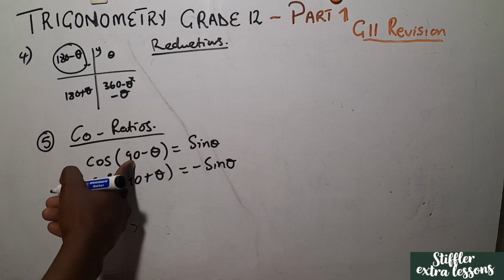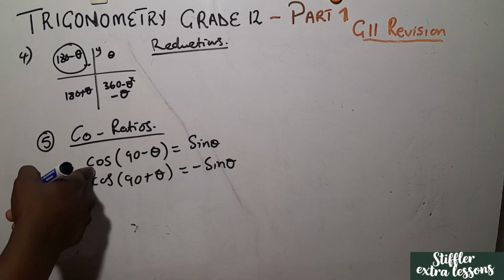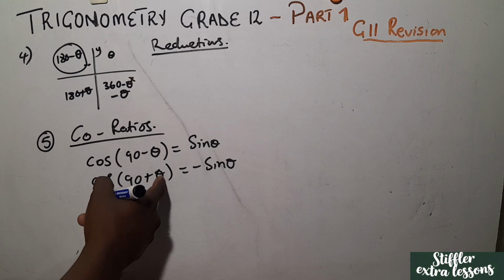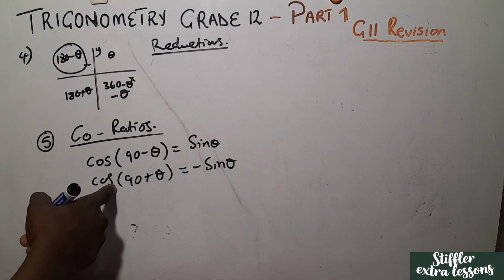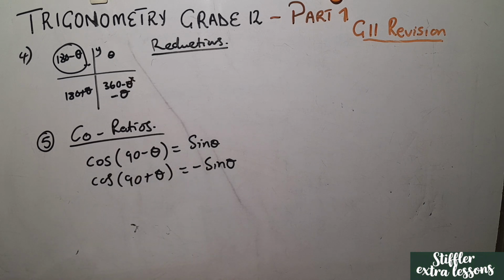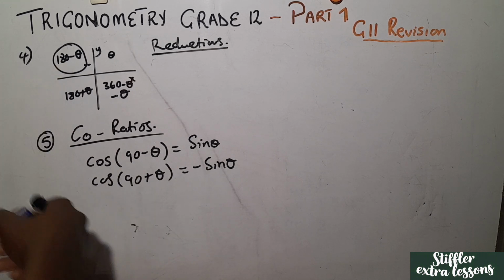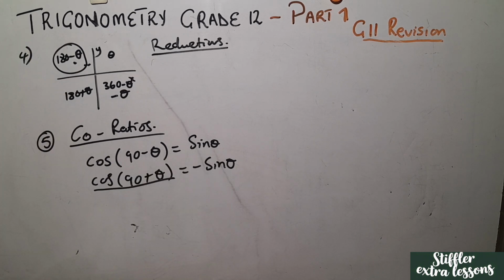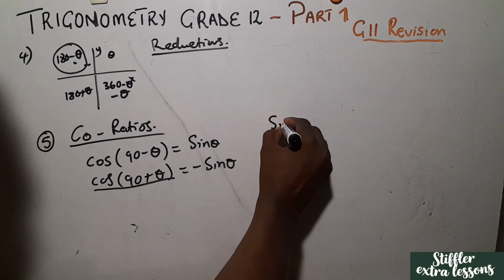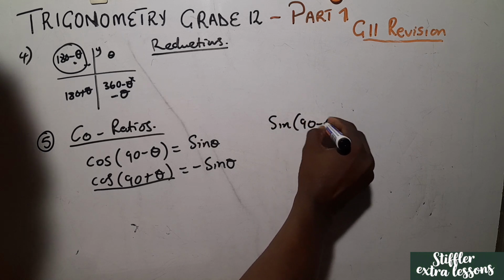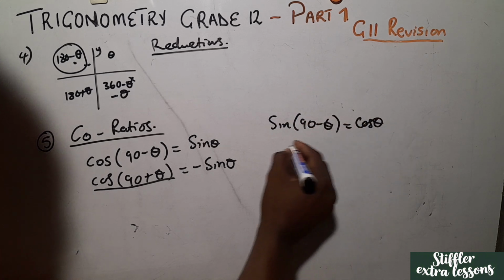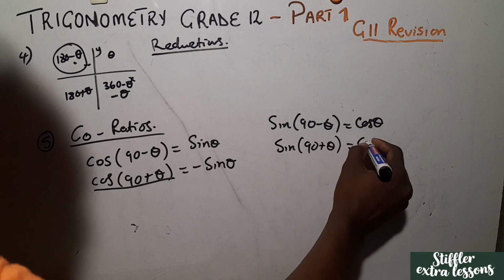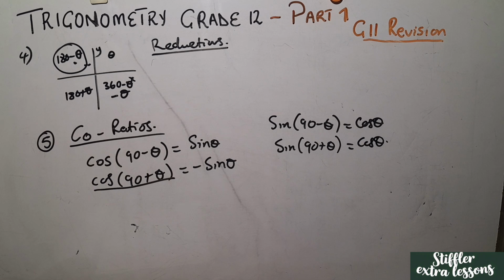Can you see now, if we are using 90 minus or 90 plus, cos always changes to sine, like that. But now, just because you said cos of 90 plus theta is in this quadrant, and cos is negative, it will make this negative as well. But sine is positive there, but just because it is negative here, it will make this negative, right? And also sine of 90 minus theta is equal to cos theta. Sine of 90 plus theta is equal to cos theta. So nothing is changing there, right?